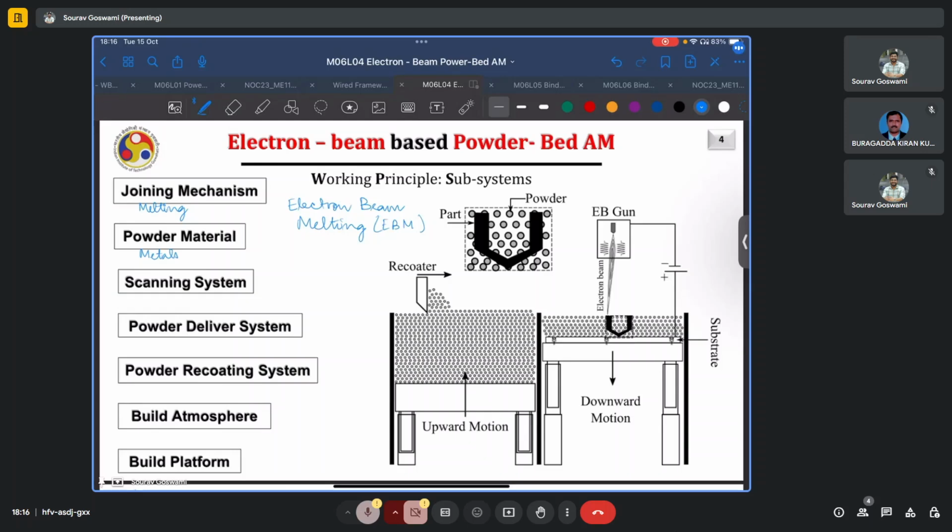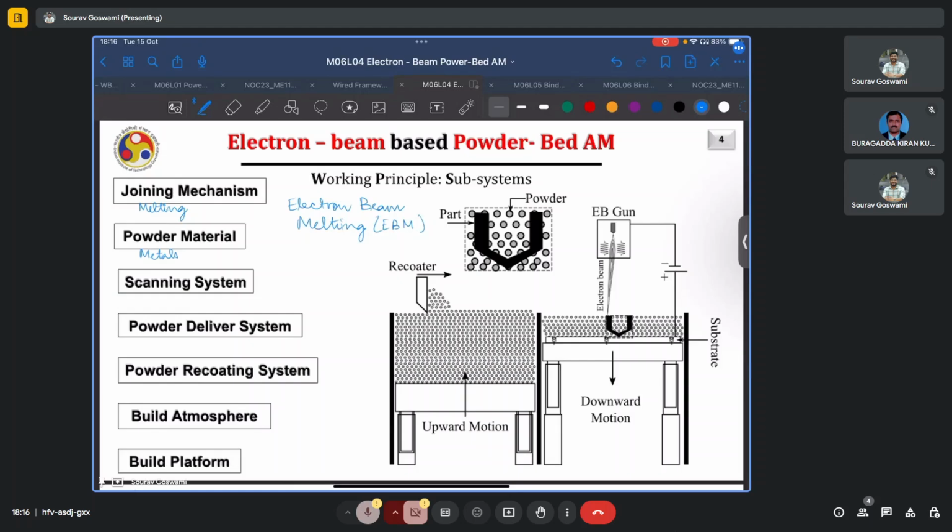The powder delivery system, as we discussed, is mostly top fed, but a bottom fed mechanism is also possible. The recoating system, also as we discussed, is typically just composed of a doctor's blade or a recoater blade. The other technologies such as roller-based or slot-fed powder recoating systems are not really explored.